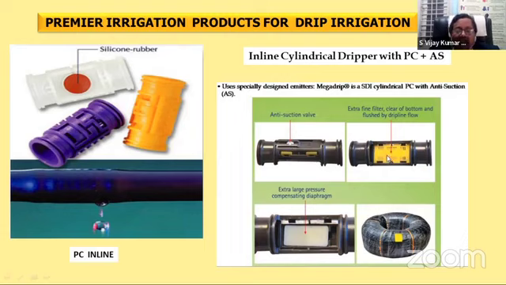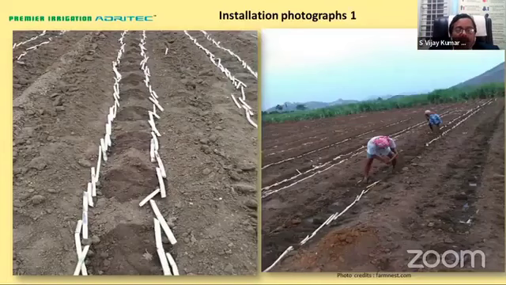Then we have a fine filtration system, and any particle that even by chance gets in will also get filtered. And we have an extra large pressure compensating diaphragm, which will ensure that the discharges are kept uniform, and it will also be a physical root barrier for the drip irrigation system. And these are some installation photographs.